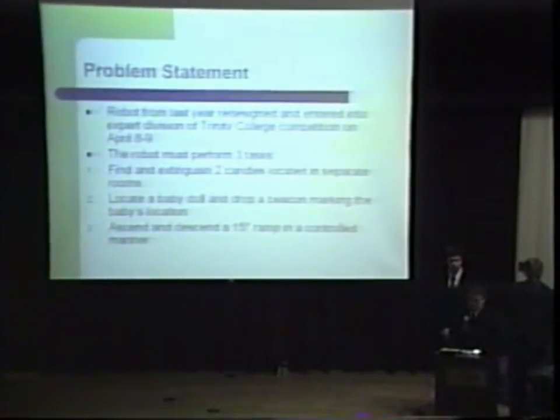This is the problem statement for the project. We decided to take a robot that was designed by last year's team, redesign it, and enter it into the Trinity College competition this year, which was held on April 8th and 9th. The robot was designed to perform 3 tasks. It had to find and extinguish 2 candles that would be randomly placed in rooms in an arena, either on the 1st or 2nd floor of a 2-story arena. It had to find and locate a baby and drop a beacon marking its location. The baby would be located on the 2nd floor of the arena. And it had to ascend and descend a 15-degree inclined ramp that would be anywhere from 150 centimeters to 300 centimeters long.